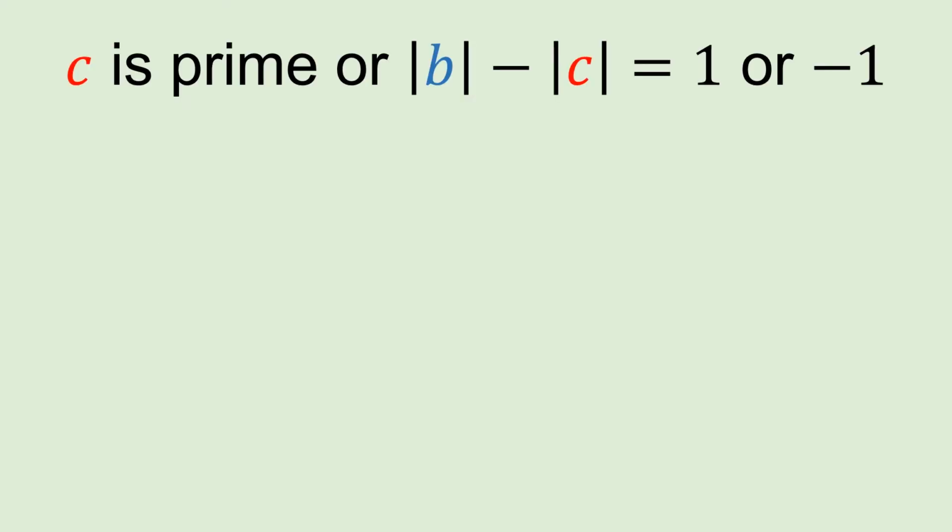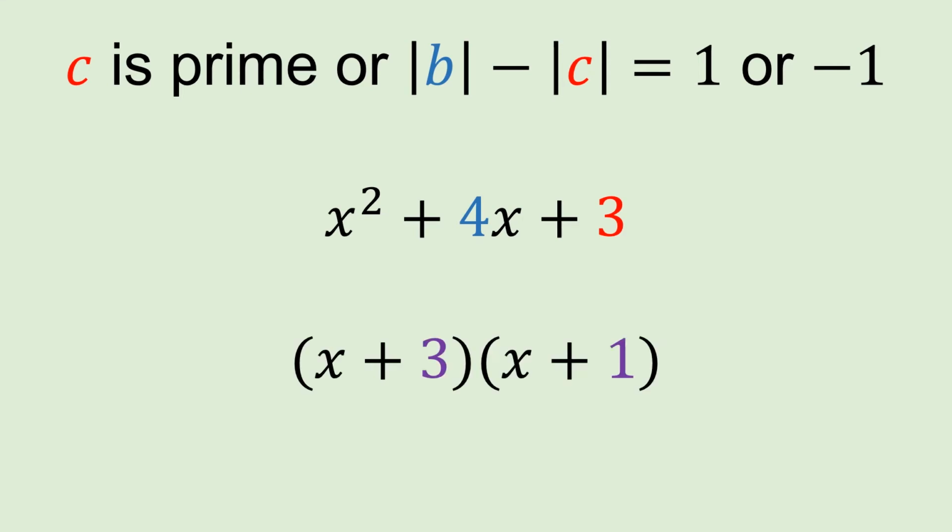I think the easiest problem for this is when c is prime, or the difference between b and c is 1 or negative 1. When we look at c here and list out its factors, if c is prime, its only factors are 1 and c itself. And since in this case we have a positive 3 for c, its only sets of factors could be positive 3 and positive 1, or negative 3 and negative 1. Well, we look at what b is, 4 here, and so it must be positive 3 and positive 1 because positive 3 and 1 add up to 4. Otherwise, if it was negative 3 and negative 1, b would be negative 4 here.